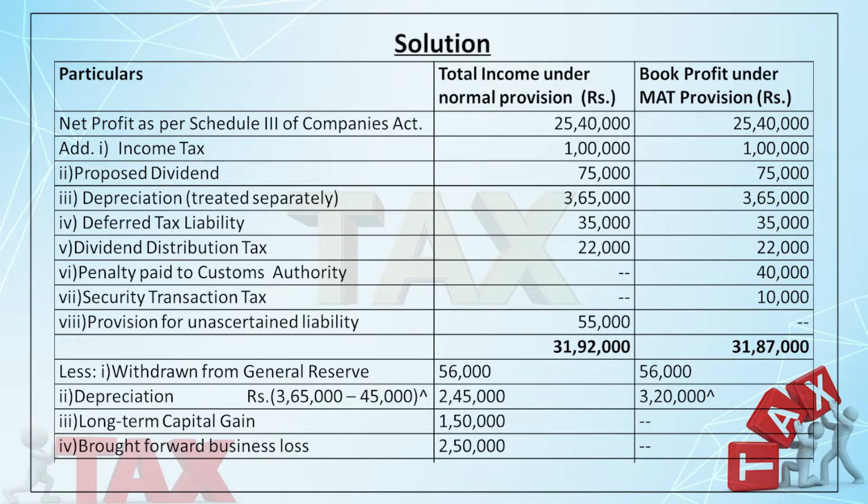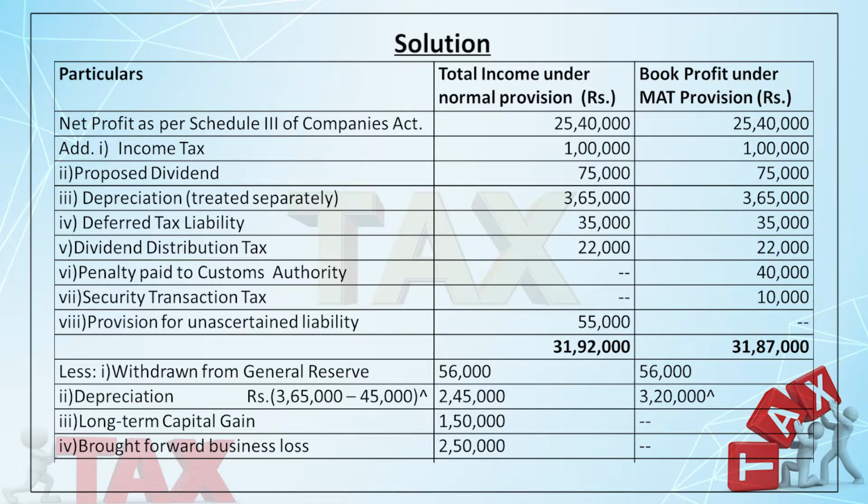And then securities transaction tax would also be added back, and provision for unascertained liability we have considered in case of computation of normal provision, but in case of calculation of book profit, it will not be considered. And then again you have to deduct certain items like withdrawn from general reserve, depreciation. Mind it, the depreciation arising out of revaluation should be deducted. That is why we have deducted the revaluation assets.